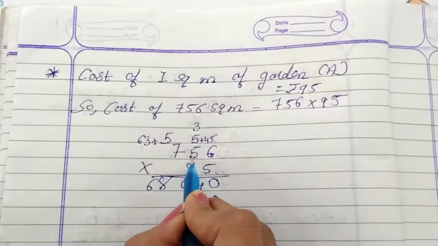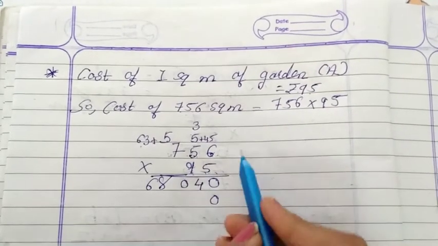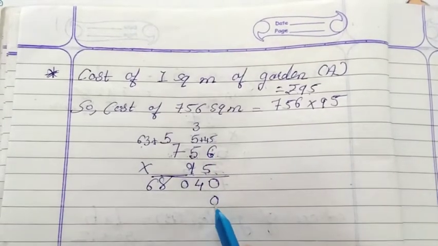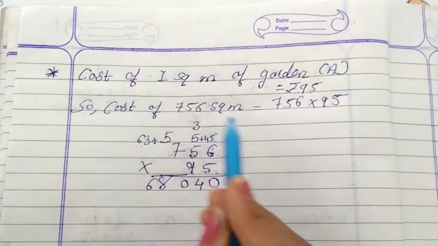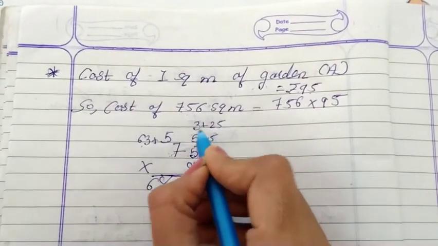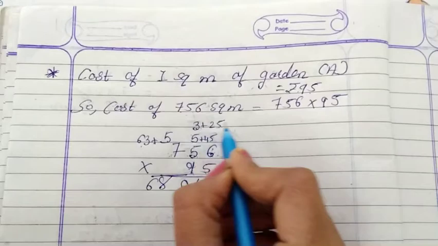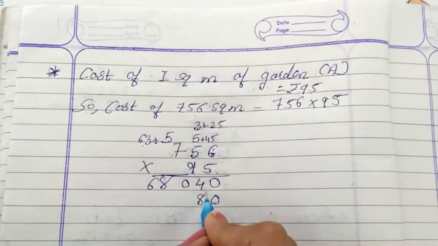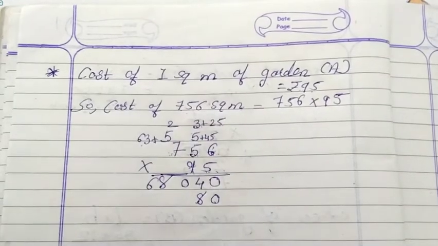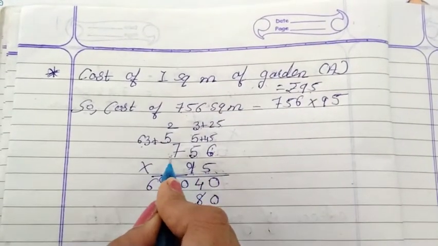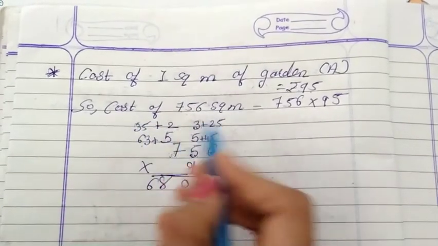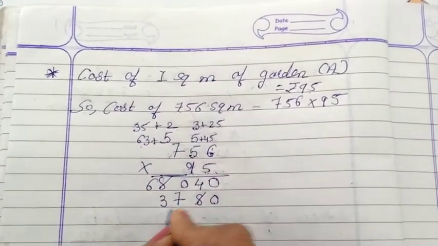Then 5 5 are 25. So 25 plus 3 it is 28. 8 is here and 2 is carrying forward. Then 5 7s are 35. So 35 plus 2 it is 37.